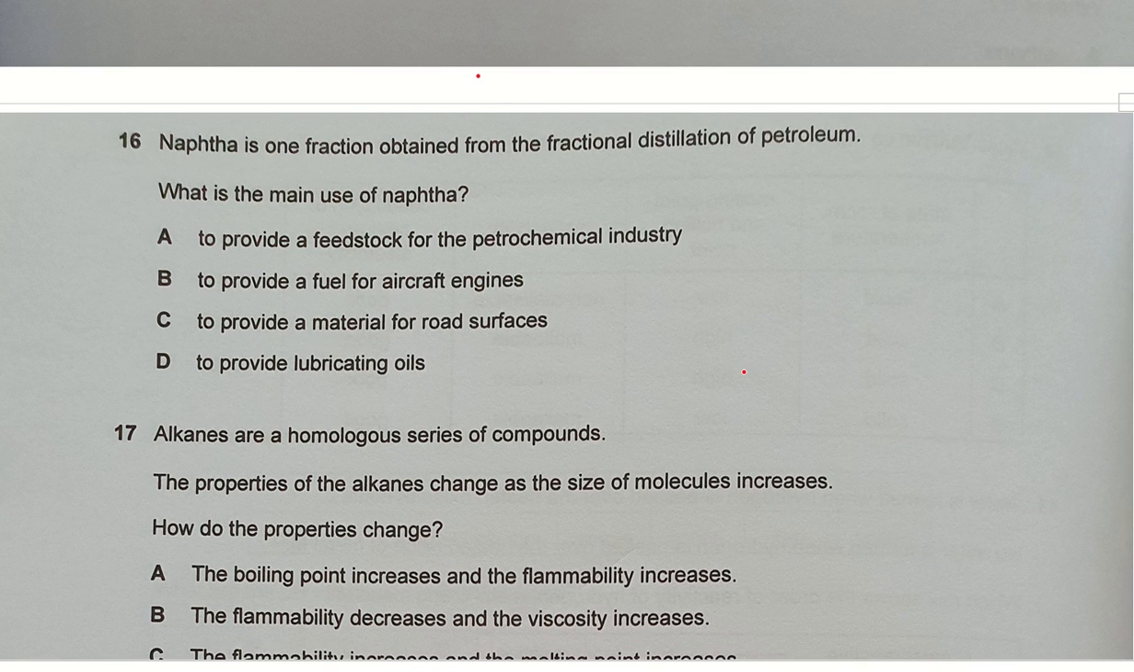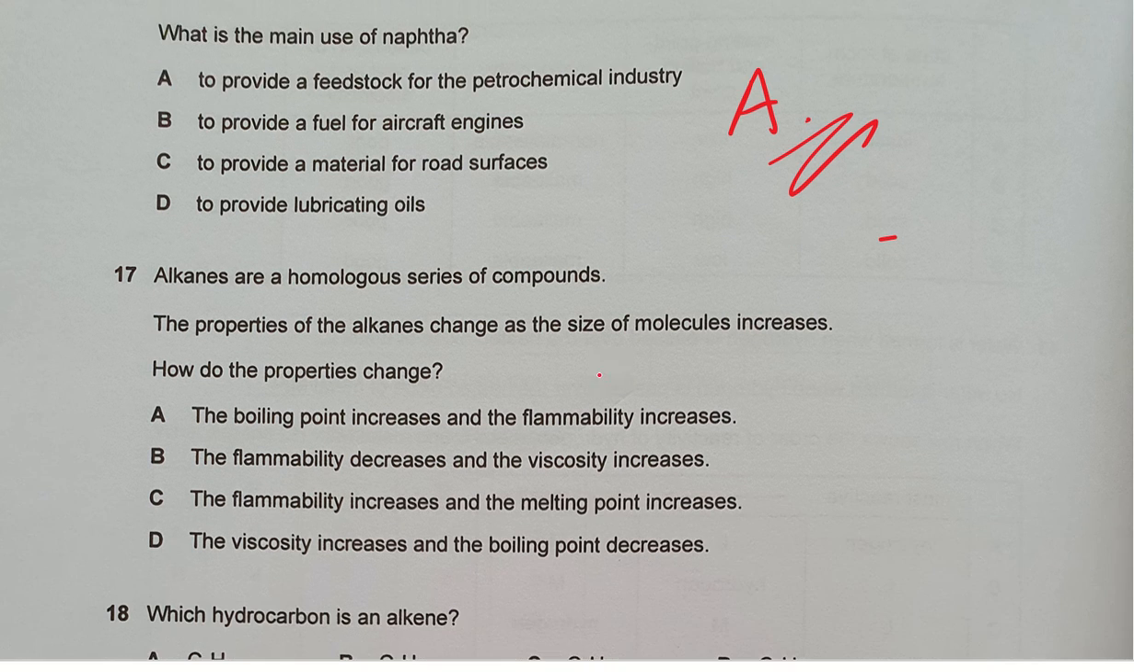Naphtha is one fraction obtained from the fractional distillation of petroleum. What is the main use of naphtha? This is a recall question. Answer A. It's used as a chemical feedstock for the petrochemical industry. Question number 17.